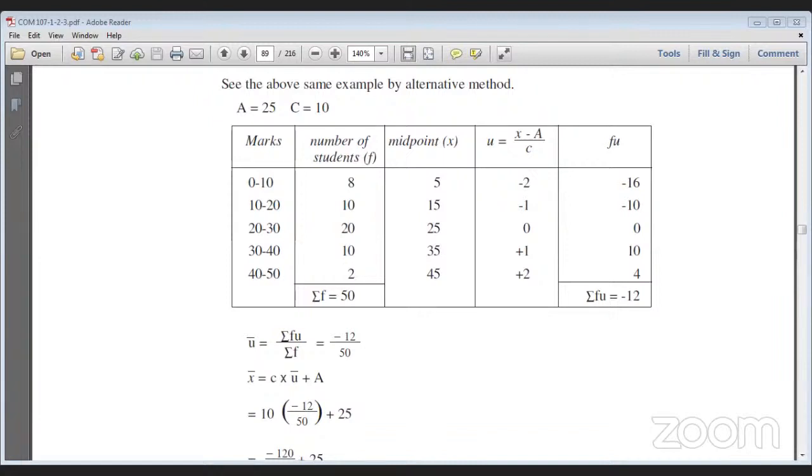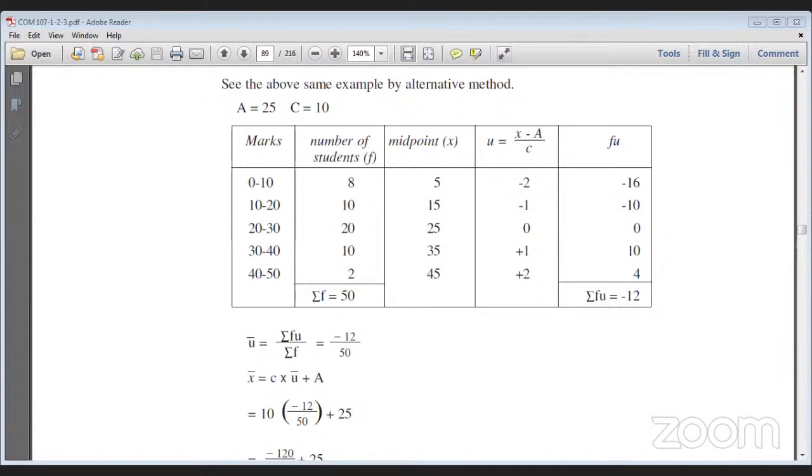Now the summation of fx divided by 50 gives 34.2, which is approximately 34. Mean deviation is equal to the sum of f times absolute x minus x bar, upon the summation of f. That means 418 divided by 50, and the answer will be 8.36. The coefficient of mean deviation is the mean deviation upon x bar, 8.36 divided by 34, approximately 0.245. For mean deviation from median, an example is given on page number 41.